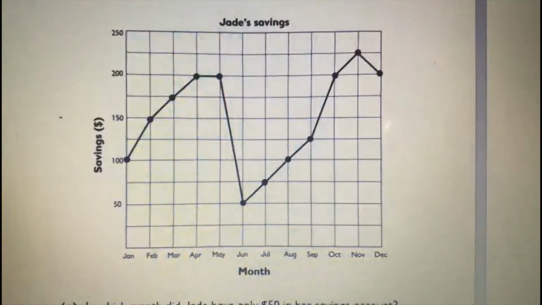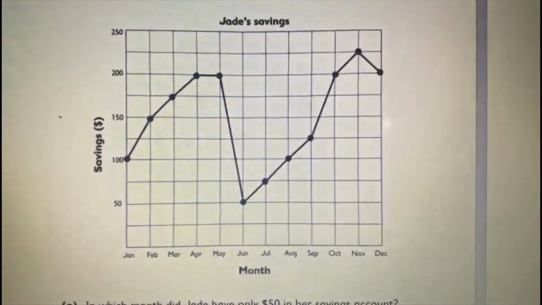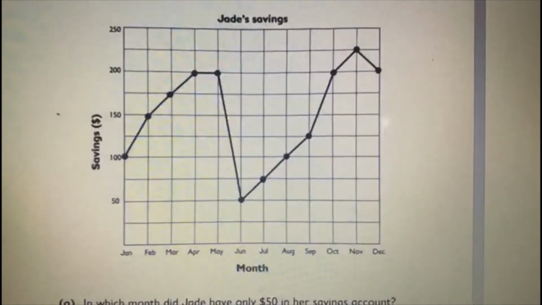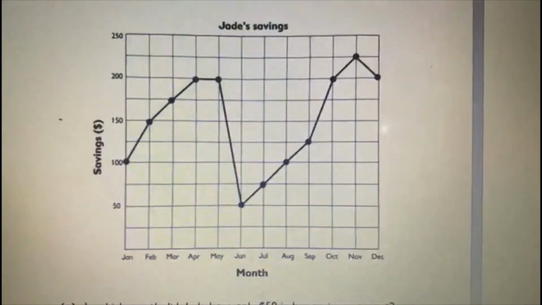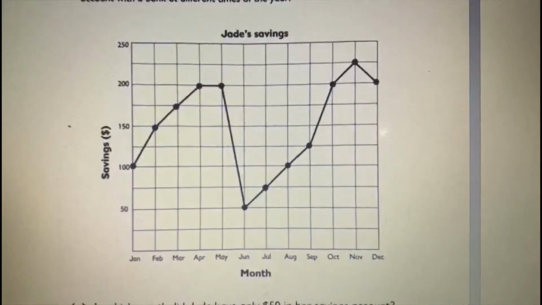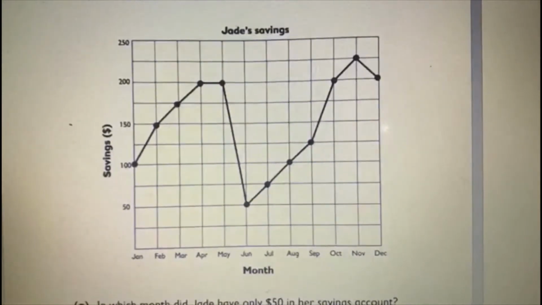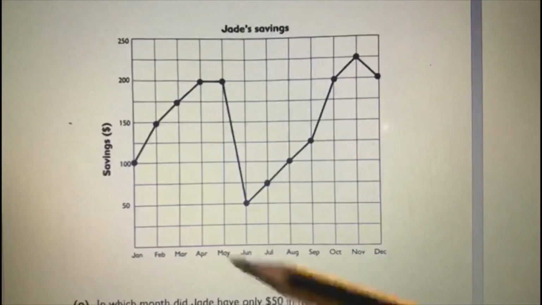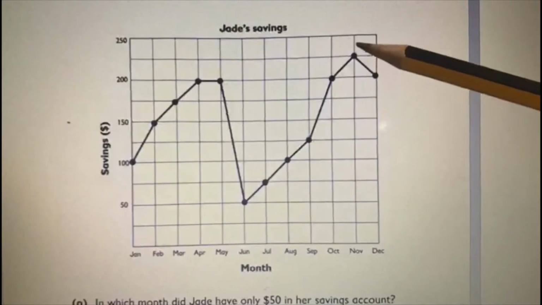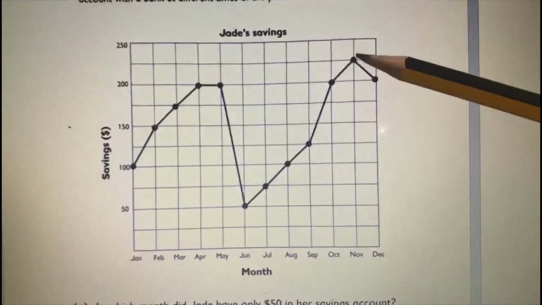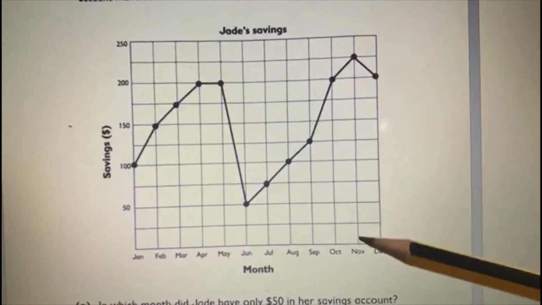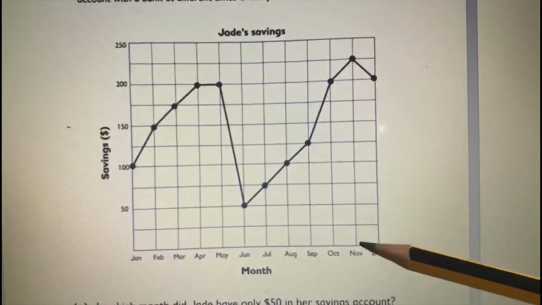Now question C is, in which month did Jade have the most money in her savings account? So you have to find in which month she was having the most money in the savings account. More money means the graph will go up. See, here it comes. This is the topmost point, right? So in which month does it come? Go straight down, that means it is in November.